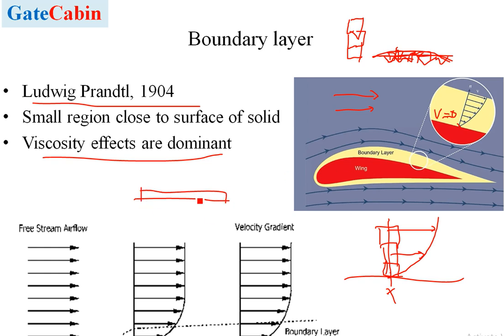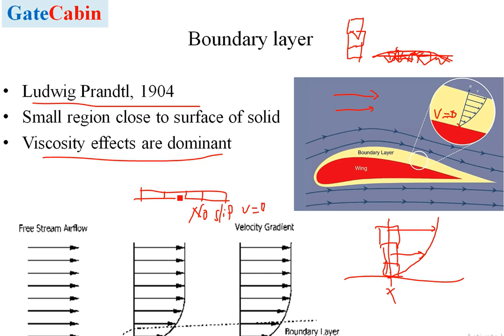That's why we call this condition the no slip condition: the fluid particles are not able to move over the surface or slip over the surface of a solid. So we call this region the no slip region, where the velocity goes to 0. This is called the no slip condition.